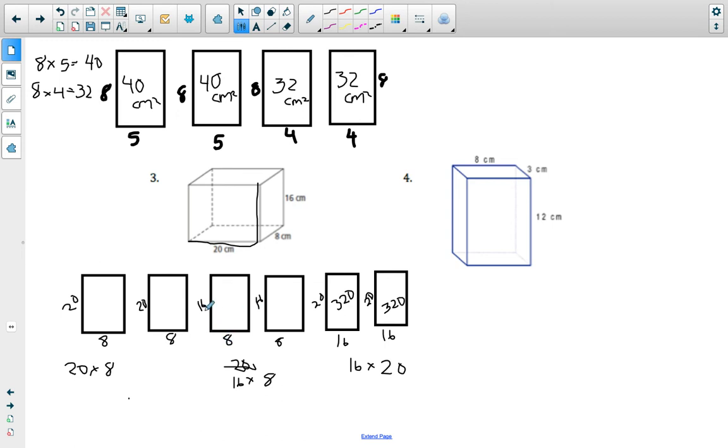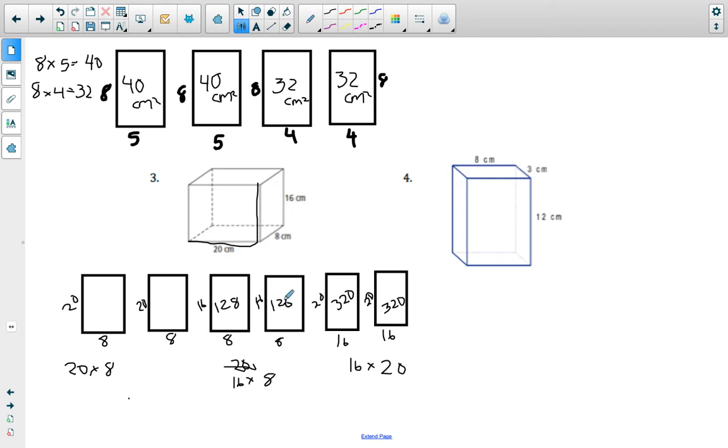Well, 8 times 6 is 48. 8 times 10 is 80. 80 and 48 is 128. You should practice your mental math all the time. It will serve you well to get good with your mental math.